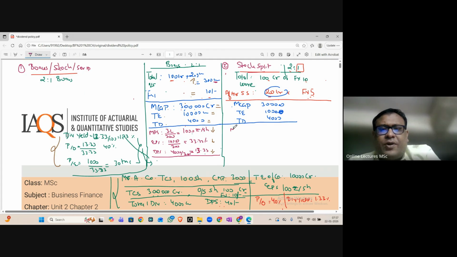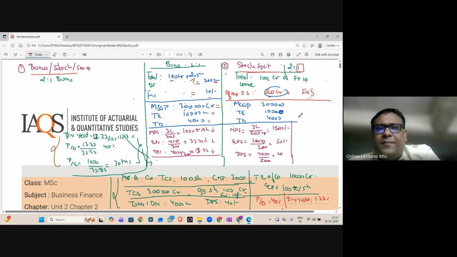So the market price per share will be 3 lakh crore divided by 200 crores. That's I think 1500. Somebody verify this. Earnings per share will be 10,000 divided by 200. That's going to be 50. And the dividend per share will be 4,000 divided by 200. That's going to be 20.